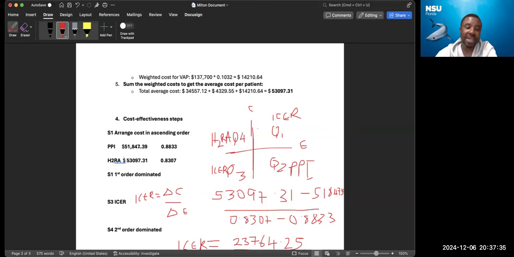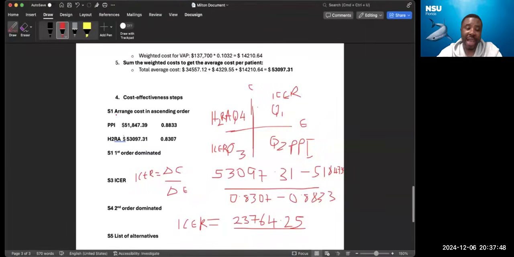That's what we say. But if you want to, just because we did the calculation for the ICER, if you want to really talk about the ICER and explain it in terms of the ICER, then you can say that comparing the H2 array with the PPI, you pay this extra amount, which is 23,764.25. This is the extra amount you pay for the H2 array.